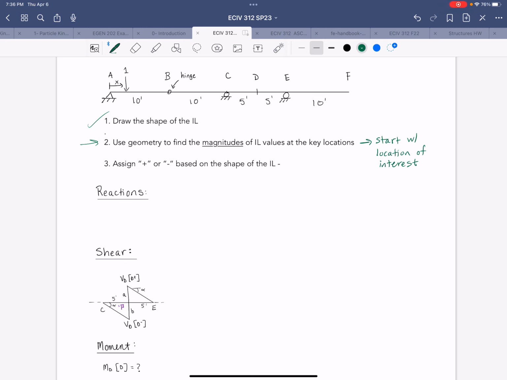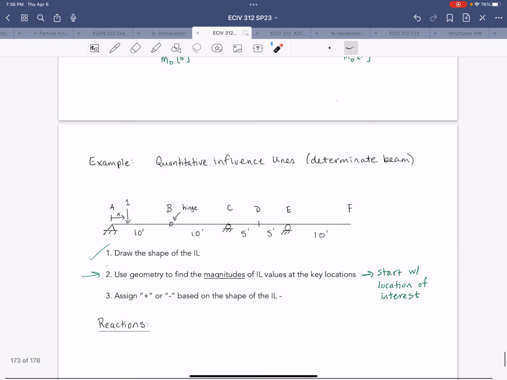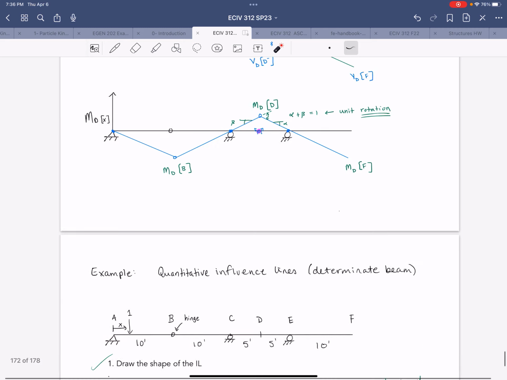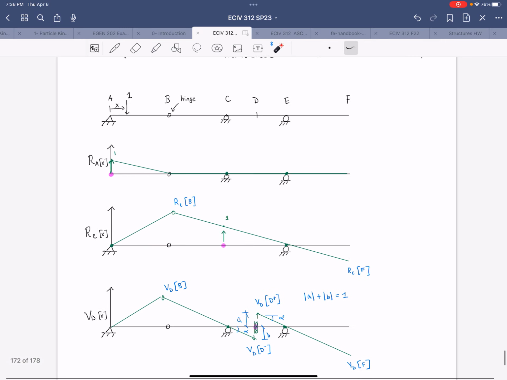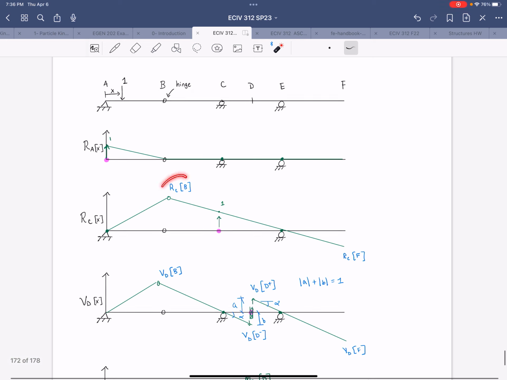All right, so for the reactions, as I said, the reaction at A was already done. We just have 2 points to figure out for the reaction at C, right? So going back to that influence line, we'll just make a mental note that from A to B and B to C and C to E and E to F is all 10 feet. So going back up here, we can see what we need are this point and this point.